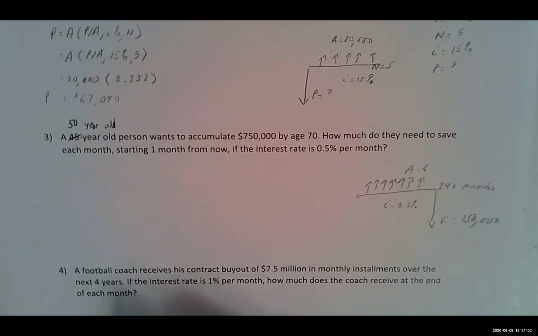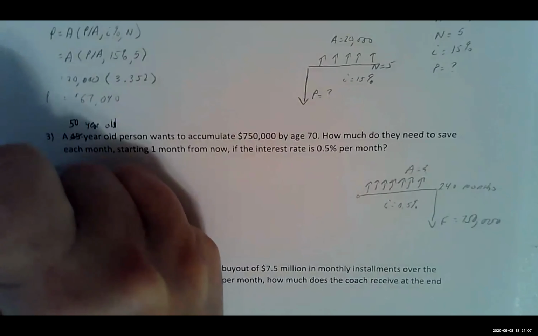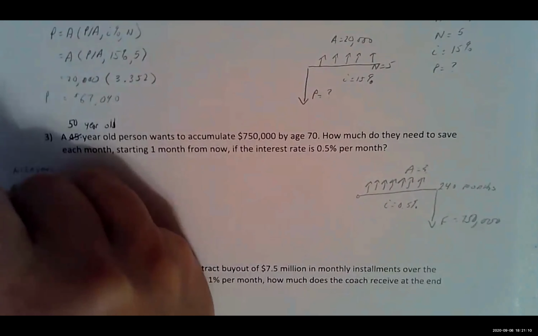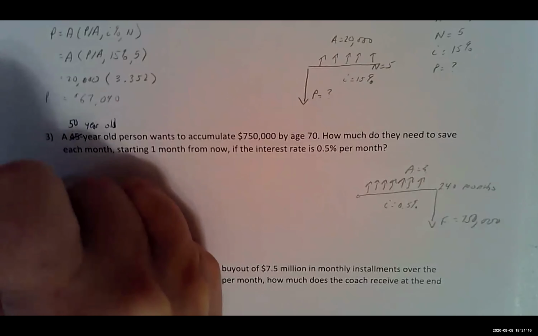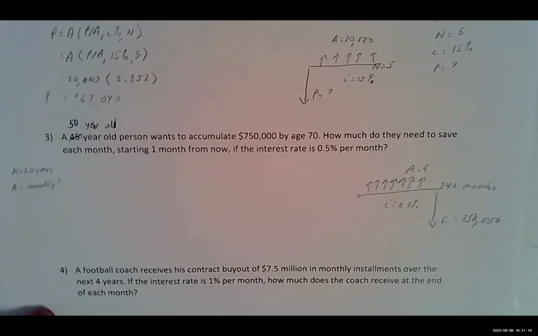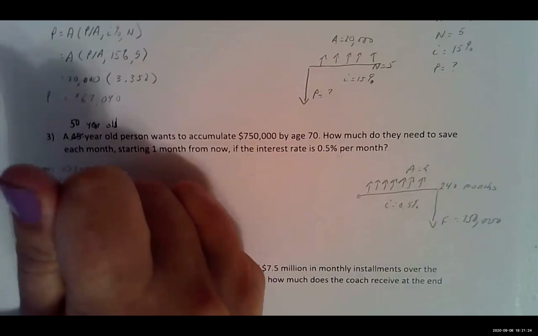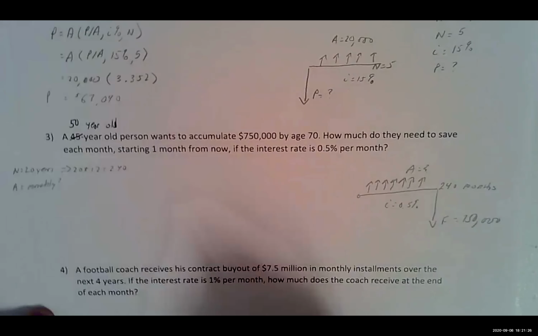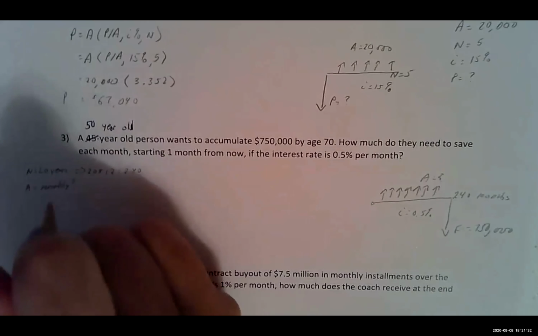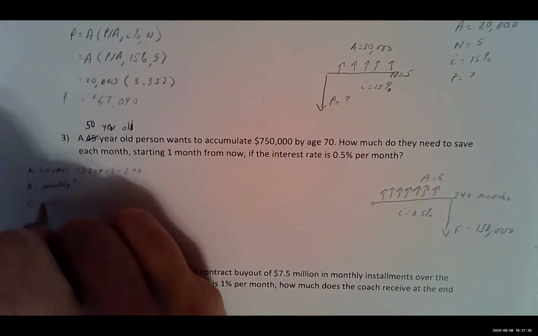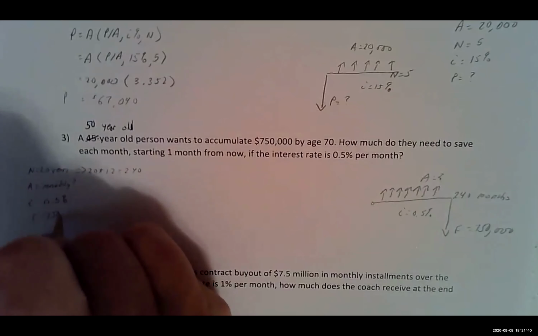Because what did they give me? They gave me an N equal to 20 years, but my deposits were taking place monthly. I wanted to know monthly deposits. So that means I need to change that N into months. So I'm going to do 20 times 12, which gives me 240. So 240 periods, monthly amount, interest rate of 0.5%, and the future value is known because that's the $750,000 that I want.